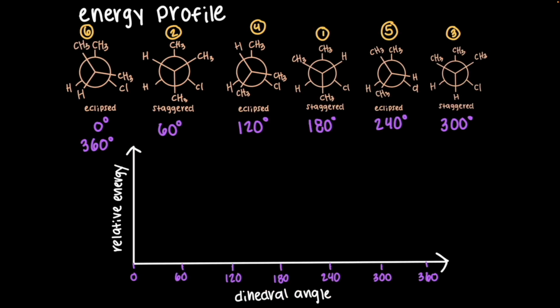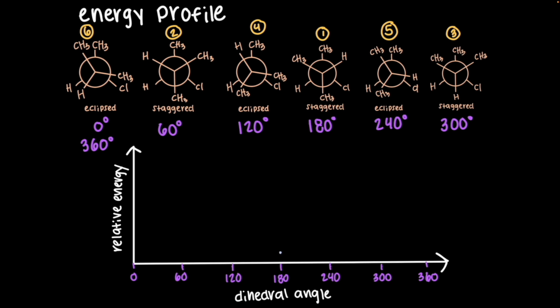The rotations will then correlate to all eclipse conformations at 0, 120, and 240 degrees, and all staggered conformations at 60, 180, and 300 degrees. If you imagine the rotations by keeping the back carbon constant and rotating the front carbon, the conformations will repeat at 0 and 360 degrees, so these will correspond to the same conformation. I'm going to start with the lowest, most stable conformation and put a dot for the lowest energy value at 180 degrees.